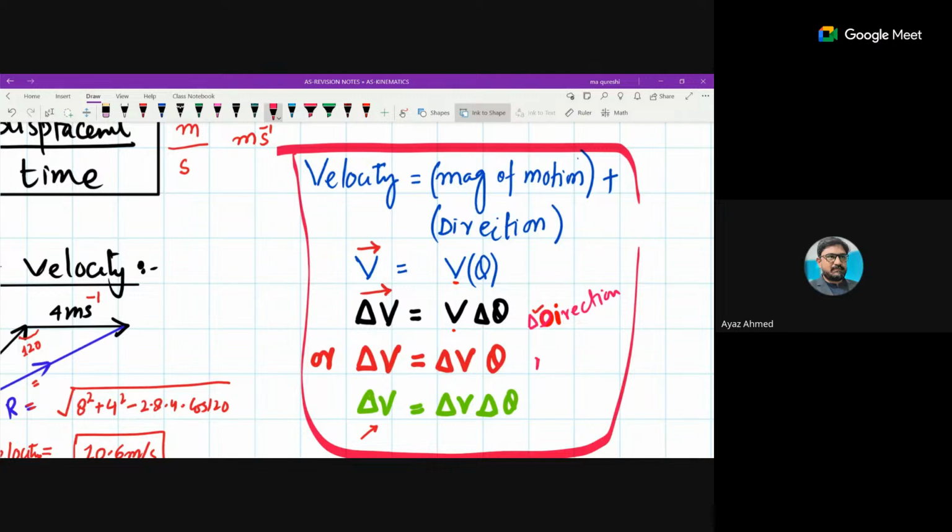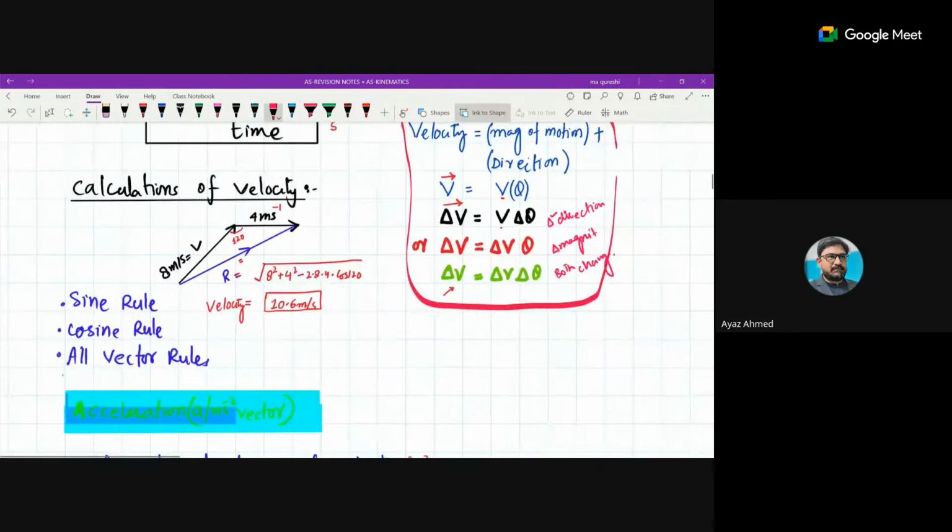Here only the magnitude changes. Here both change. Is this clear to all? Yes, sir. Okay. So in all these cases, whether change in direction, change in magnitude, or both, the velocity would be changed.